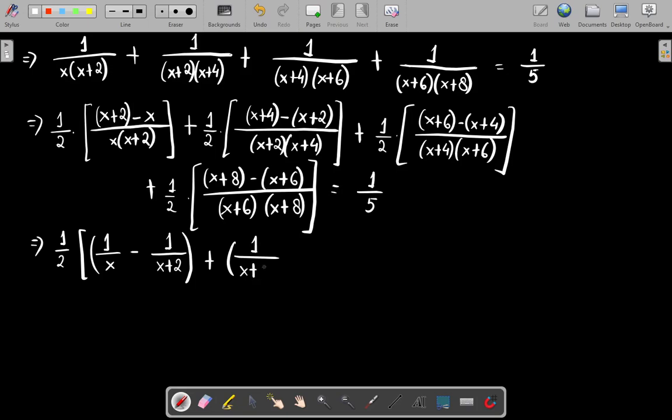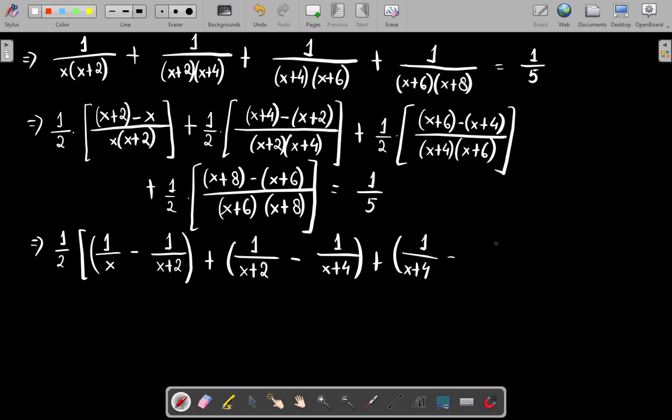So we have 1 upon x plus 2 minus, this time x plus 2 will get cancelled here, so we will be left with 1 upon x plus 4. Okay, so it seems like the terms are getting cancelled out. Say minus 1 upon x plus 2, next term is plus, so this will get cancelled out. Similarly in the third term, if we divide x plus 6 by this product, x plus 4 times x plus 6, we are left with 1 upon x plus 4, and this is plus, and the previous term is minus 1 upon x plus 4, so these two will get cancelled out.